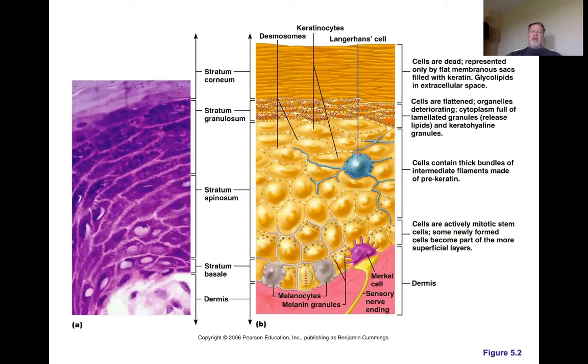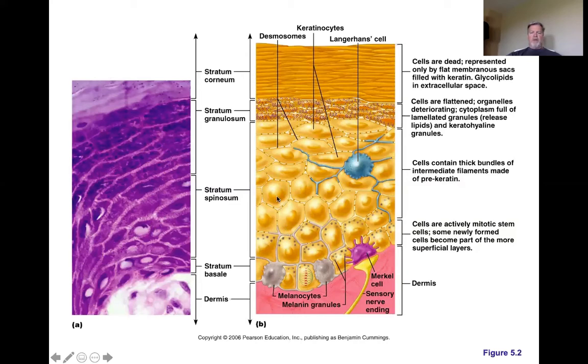Now, this is going to undergo rapid division. It's also known as the stratum germinativum, and that's why they're showing some mitosis going on down here. So this layer, this is where your new skin cells are being produced. Okay, let's move up one layer.